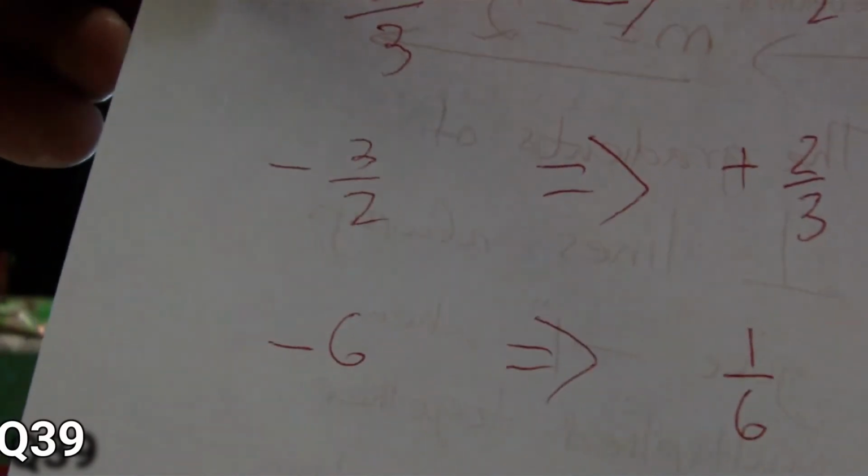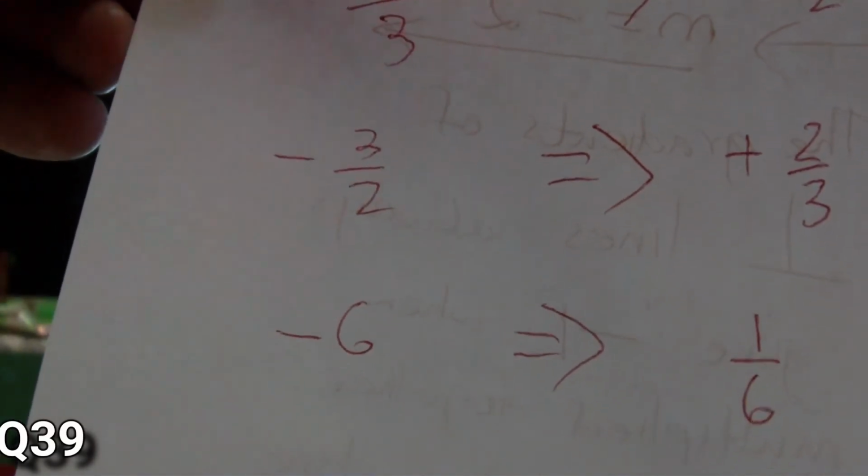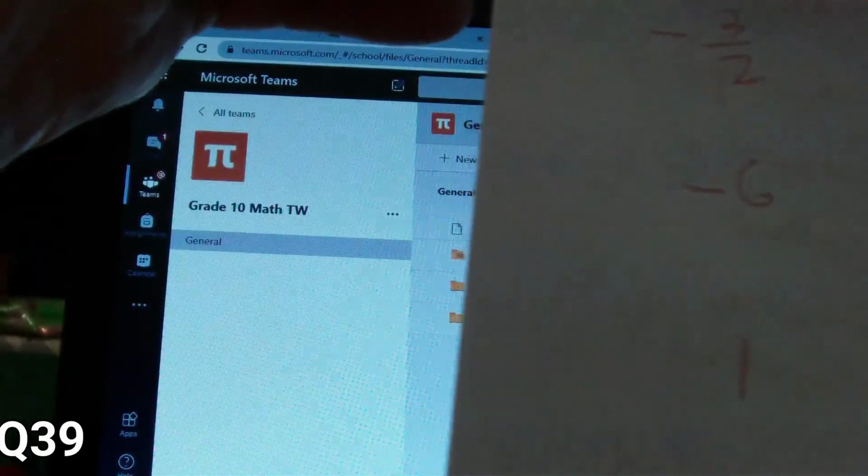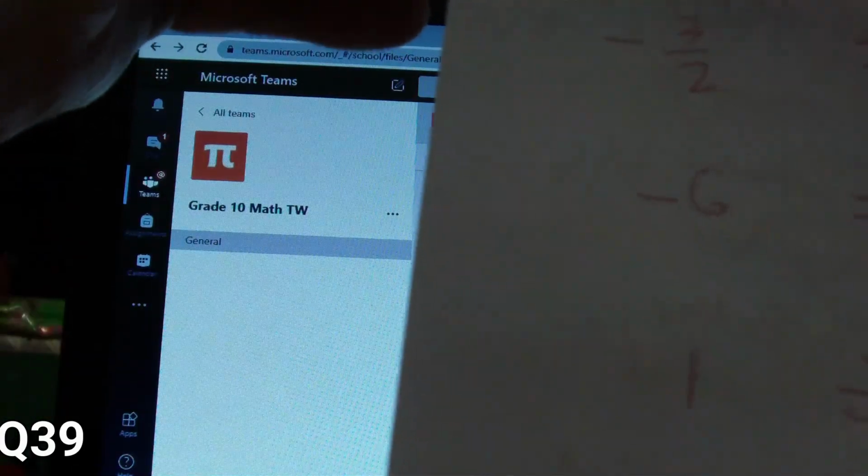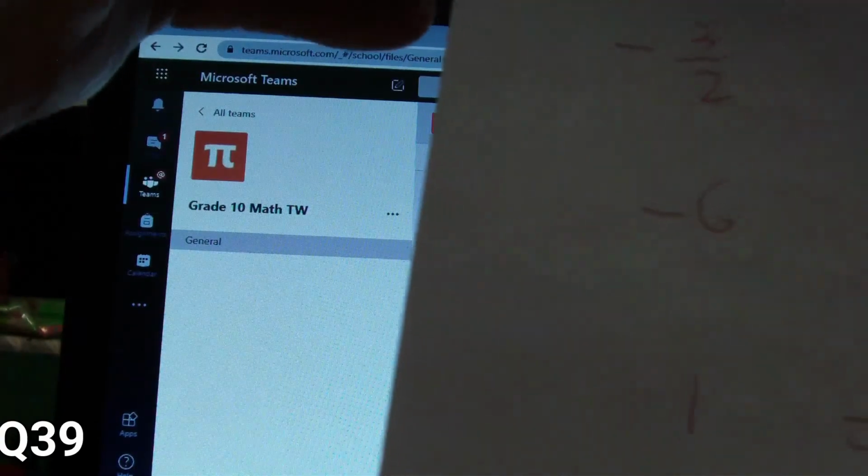What about this one? If your gradient is negative 6, what will the gradient of a perpendicular line be? Well, negative 6 means negative 6 over 1. So flip it upside down and you're going to get 1 over 6. Do you agree? And change the sign so it's positive. And lastly, what happens if your gradient is 1? Isn't 1 the same as 1 over 1? So when you flip that upside down, it stays 1 over 1. So it stays 1, the gradient, but it changes sign. So negative 1.